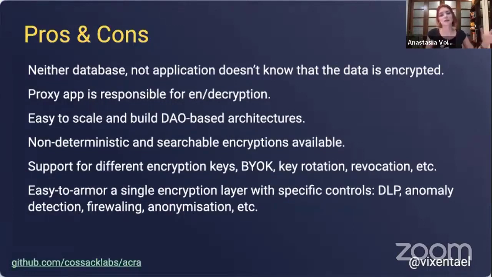The good thing is that you can move your encryption from the application side, right? You can build all this key rotation, revocation, bring your own keys, things like that. And what is the trick? When you have a single layer responsible for encryption, you can add other security controls there, like anomaly detection, like firewalling, like data leakage protection, right? So you can divide your data flow into plain text data here, less trusted, and encrypted data here, more trusted zones.